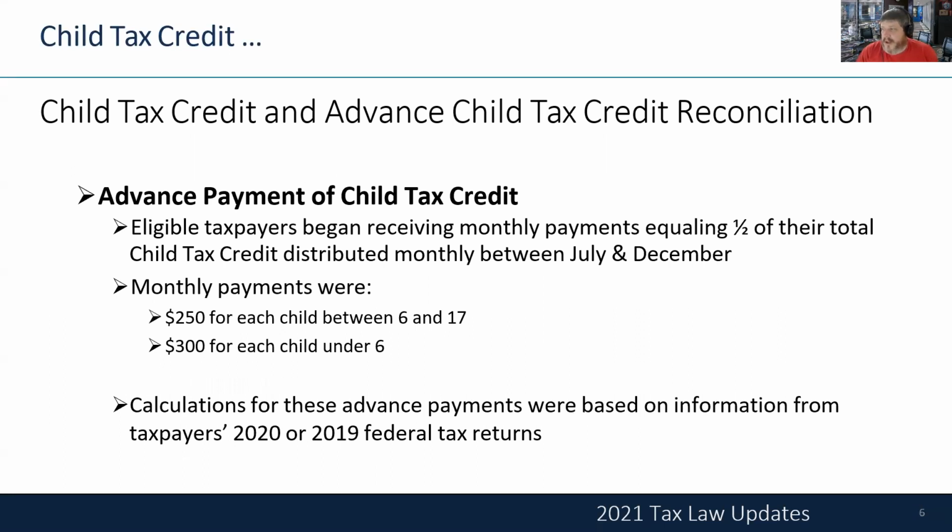Now, beginning July through December of 2021, Congress enacted a law that authorized the IRS to send advanced payments of child tax credit to taxpayers in amounts which basically equal half of the total distribution that they expect for child tax credit. So the amounts were roughly $250 for each child between 6 and 17, and $300 for each child under 6. The calculations for these advanced payments were based on their tax return for tax year 2020 or 2019, whichever had been filed by July, basically.